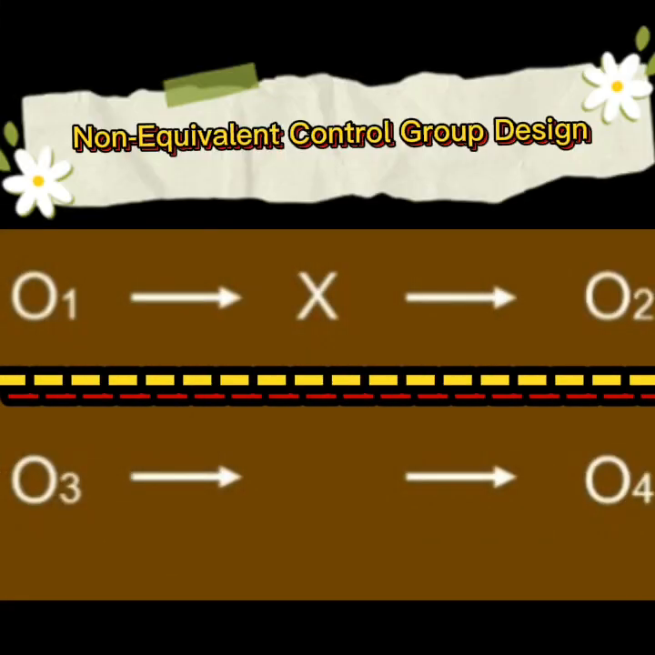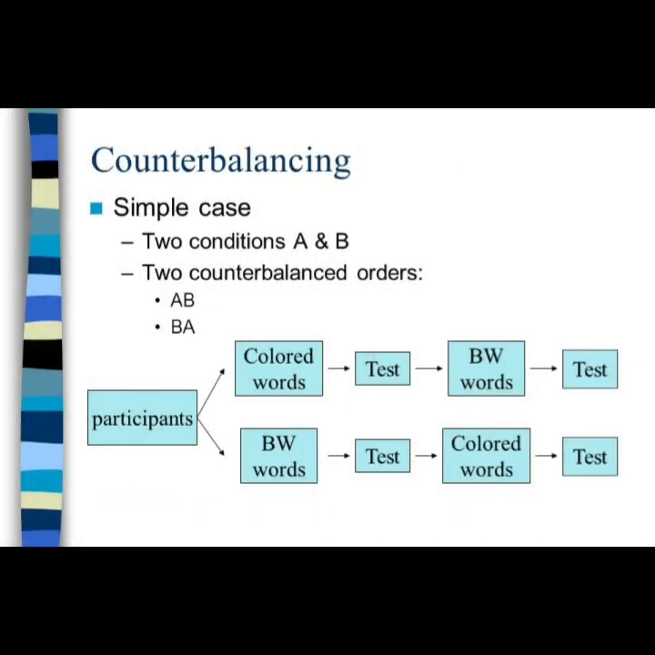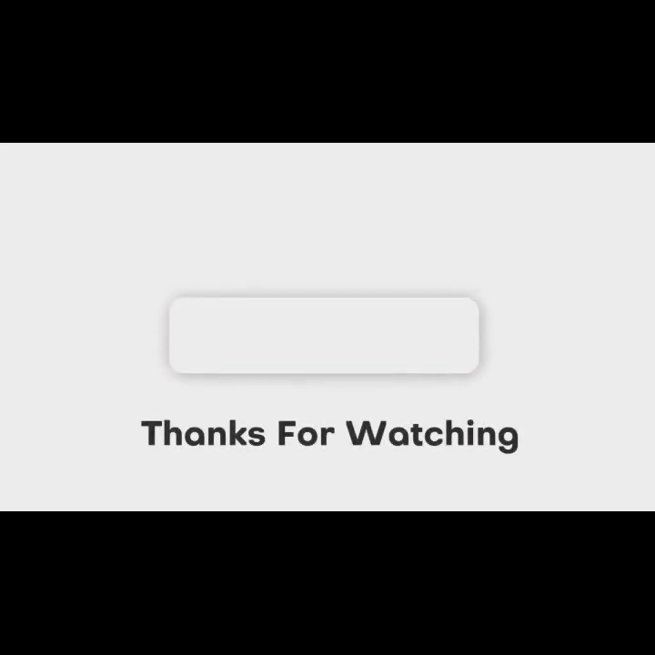Non-equivalent control group design: subjects are tested in existing and intact groups rather than being randomly selected. The dotted line in the diagram represents non-equivalent groups. Both groups are measured before and after treatment. Lastly, the counterbalanced design: subjects are not randomly selected, but intact groups are used. Group 1 receives treatment 1 and test 1. Then at a later time, they receive treatment 2 and test 2. Group 2 receives treatment 2 first.